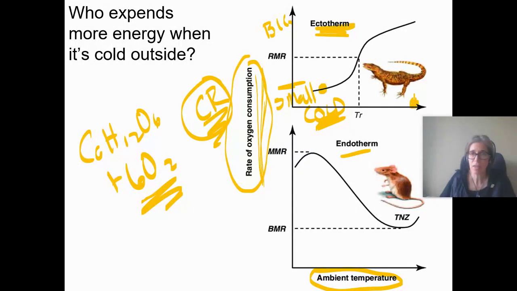When it's warm outside, they get warm, and now they're able to do a lot more reactions, and they have a higher rate of oxygen consumption. They're now able to do a lot of cellular respiration. Totally the opposite for endotherms. See, up here but down here.